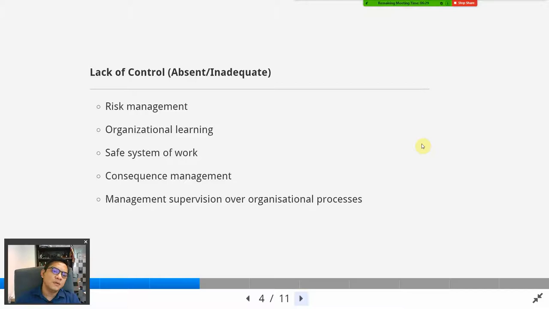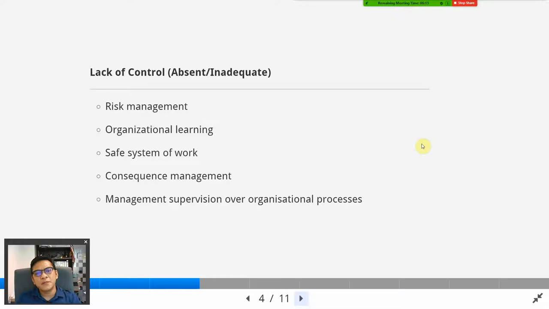There is no risk management done, for example. There is no organizational learning. They don't learn from past lessons, past accidents. They just forget about it. There is no safe system of work. They just do work. They don't think about the work. Is it safe or not? There is no consequence management.